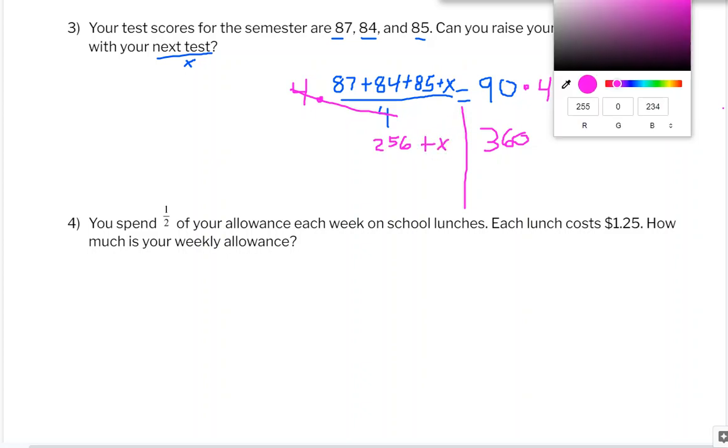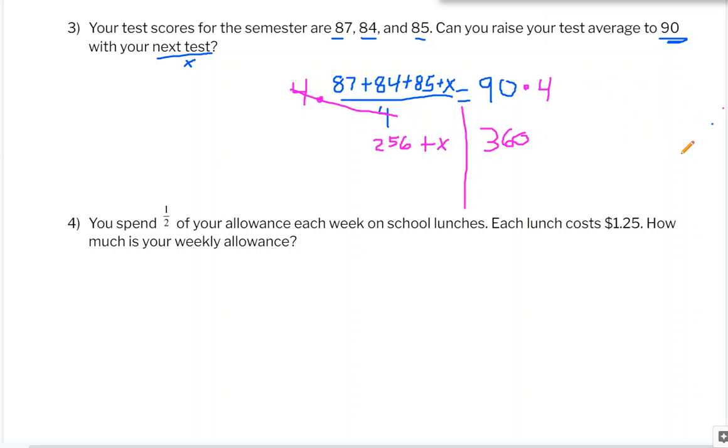So now I need to solve for x, right? I want to get x by itself. I see this as a positive 256, so I'm going to do a minus 256 to get rid of it on this side. And I'm going to do a minus 256 to move it over here to keep my equation balanced. On my left side, I'm left with x. And on my right side, I got a 360 minus a 256, and that gives me 104. All right, so is this possible?